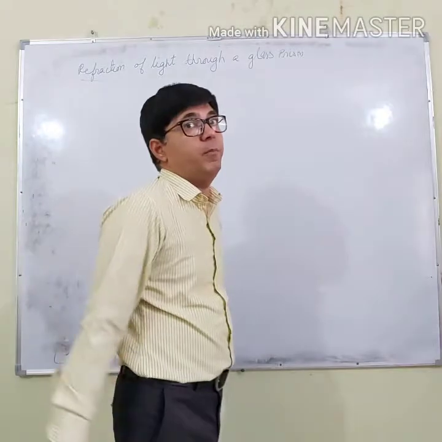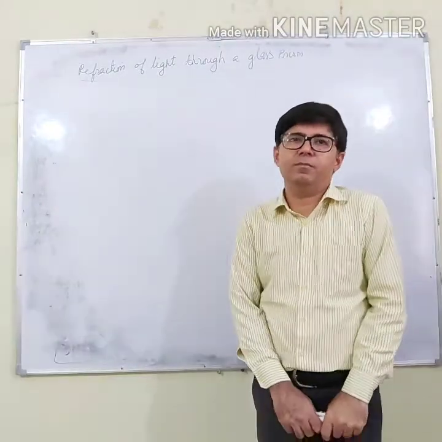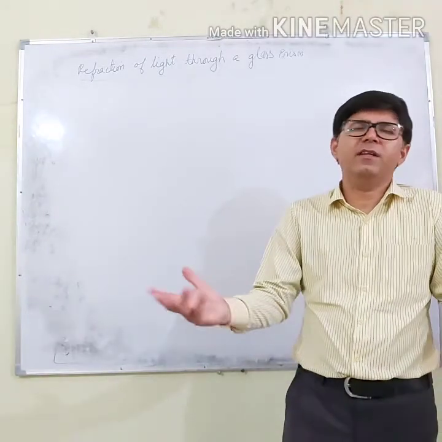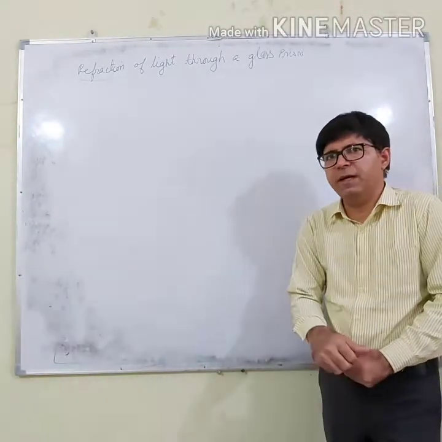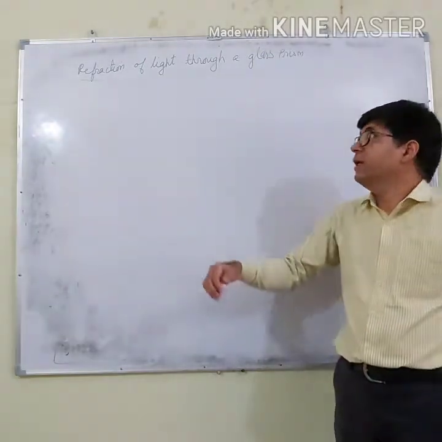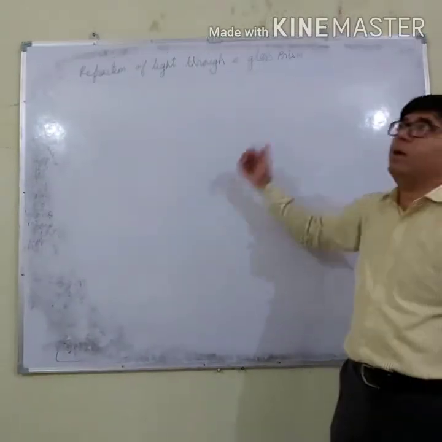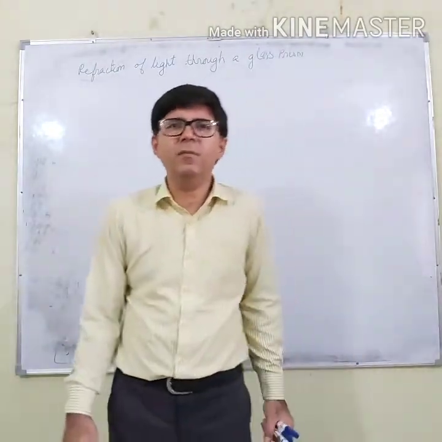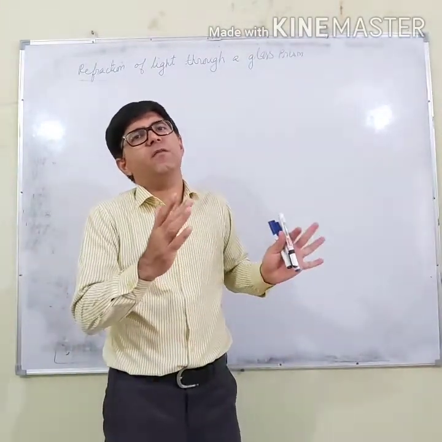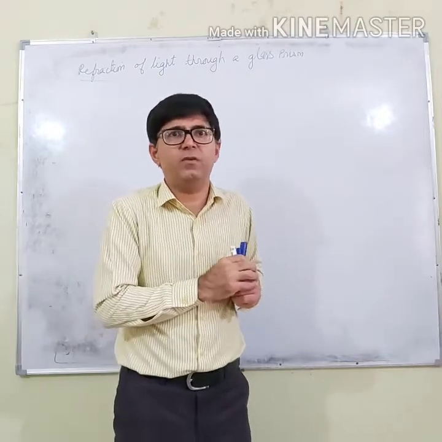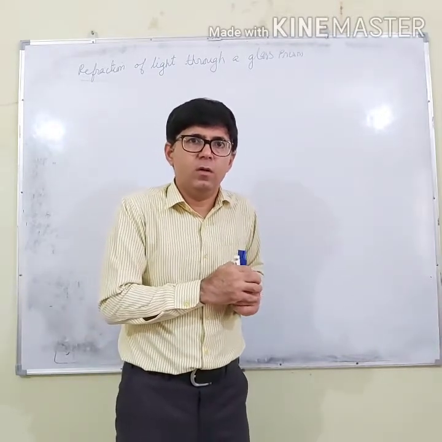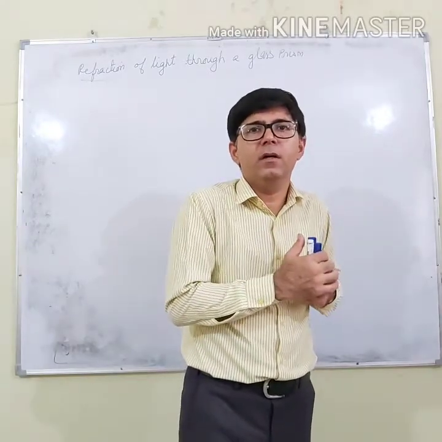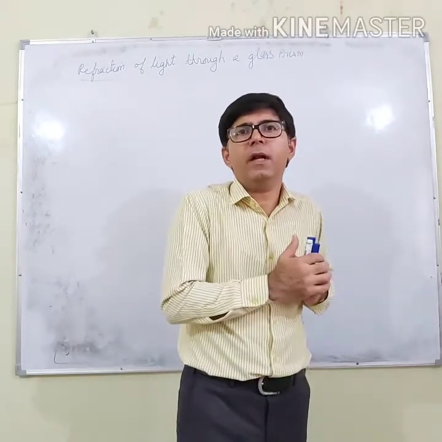Now, glass prism. What is a glass prism? All of you have seen the glass prism. You might have done several experiments on glass prism in grade 7, grade 8. So definitely you are well aware of the glass prism. Let me ask a simple question about the glass prism. How many rectangular surfaces does the glass prism have? You might be thinking that it is triangular. How can it have rectangular surfaces?